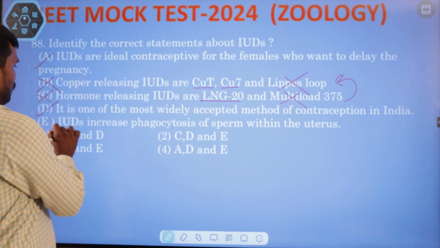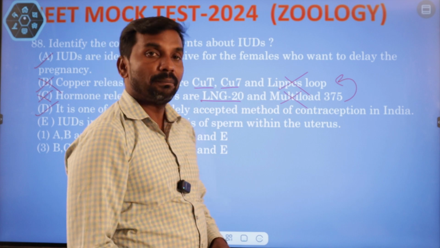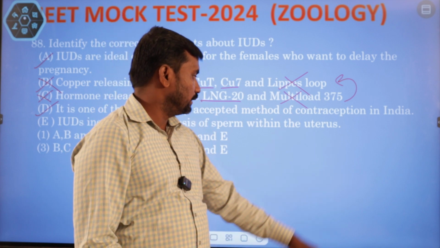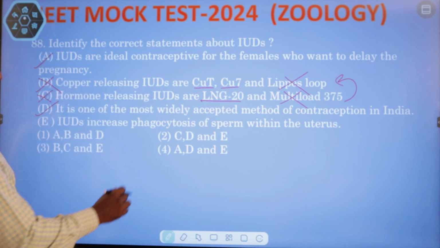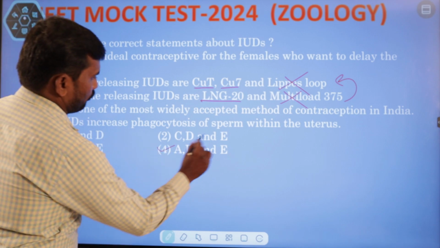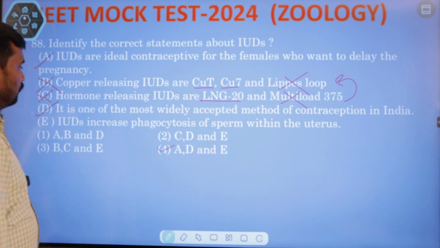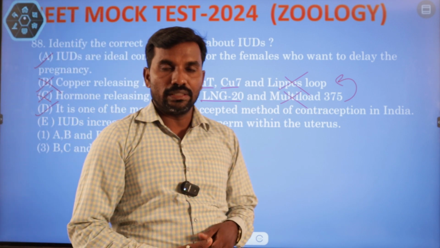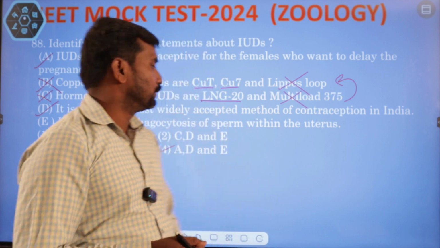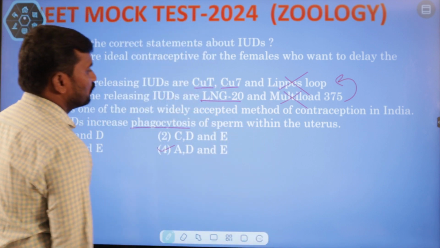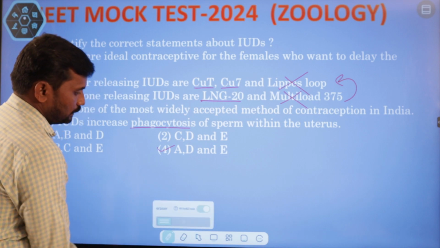At the same time, IUD is going to increase the phagocytosis of sperms within the uterus. So the correct answer is A, then D and E. So the fourth is the correct answer. Basically, the IUD is going to increase the phagocytosis. The copper is going to engulf the sperms. Phagocytosis is nothing but engulfment of the sperms, usually occurring in the uterus.